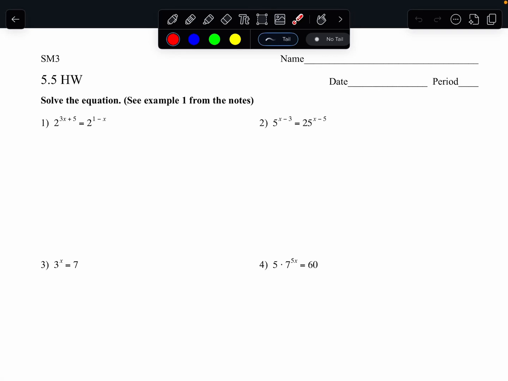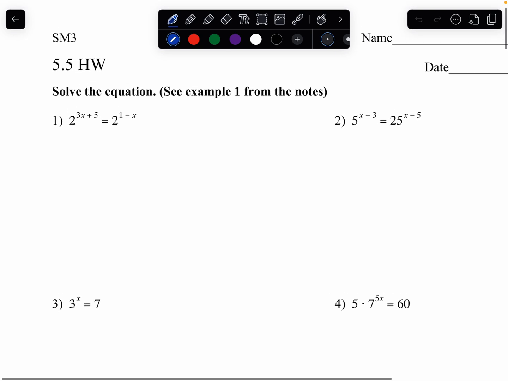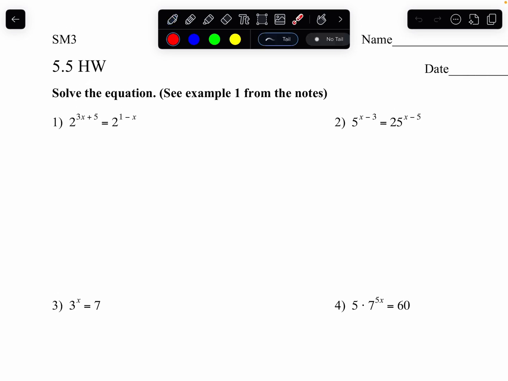Hey guys, this is the 5.5 homework, which is solving equations of exponentials and logarithms. So just diving right in for the first question, there's a couple.